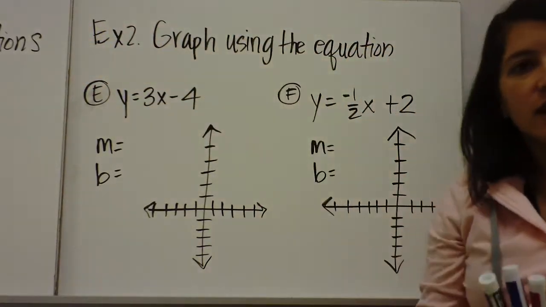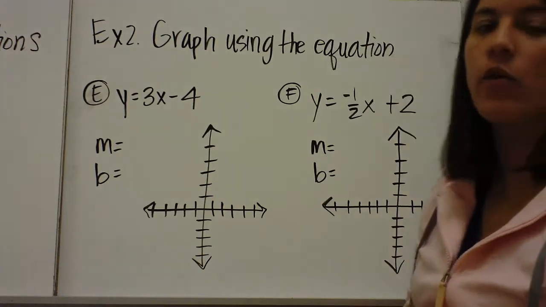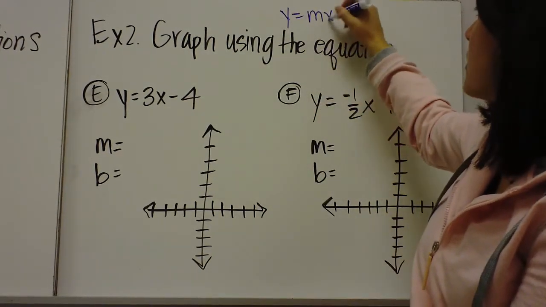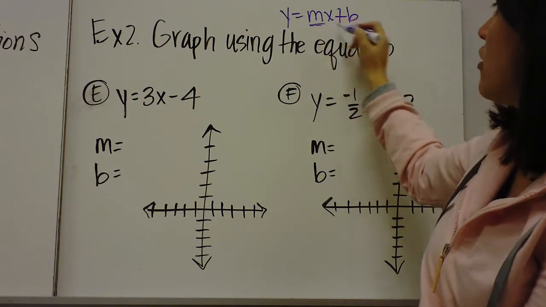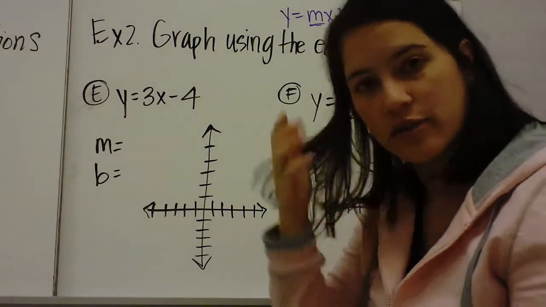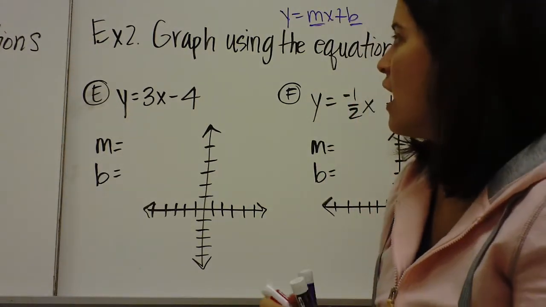So now let's graph using the equation of a line. Our equation is going to be in the form y equals mx plus b, slope-intercept form. But we need our m and we need our b. And we get those from the equation. So it's essentially the same thing.